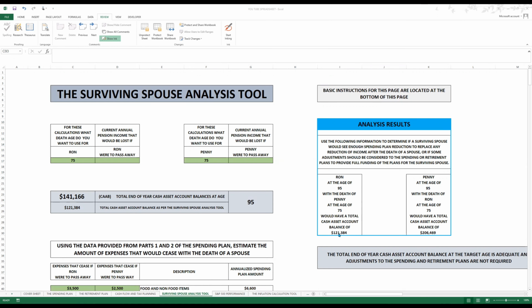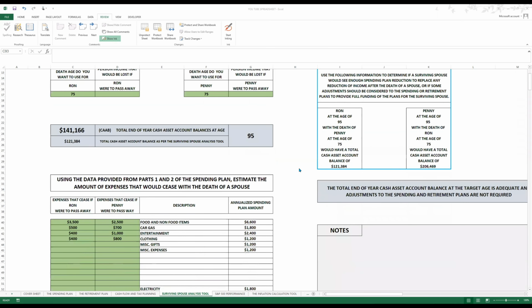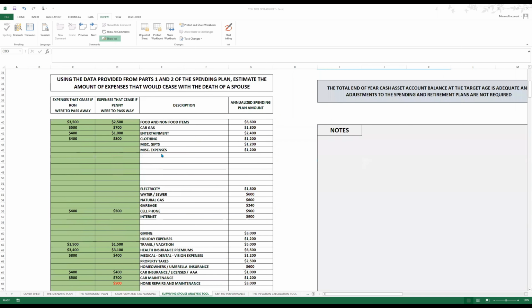So I'm in worse shape if she passes away than she is. In fact, I'm in worse shape than if we are both alive. She's in better shape than if we were both alive. So in this case, with the numbers I've plugged in down here, both of us are fine. We don't have to adjust our spending plan at all. And this is kind of what it looks like.